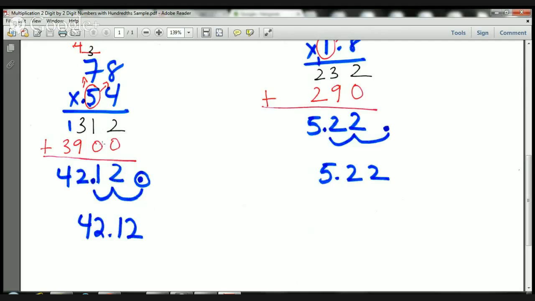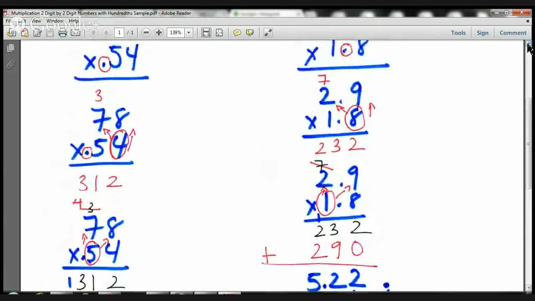2 plus 0 is 2. 1 plus 0 is 1. 9 plus 3 is 12. 1 goes there, 2 goes down there. 3 plus 1 is 4. So the next step I want you to take a look at is I've got my decimal point there. It's 2 spaces going that way. So I'm going to start there and I'm going to count 1, 2, put my decimal point right there. Okay? So 78 times 54 hundredths is 42 and 12 hundredths. And there you go. Okay?